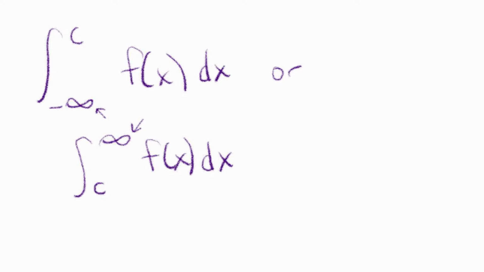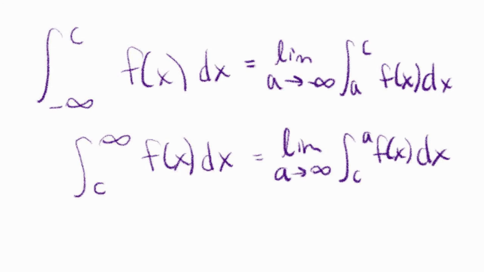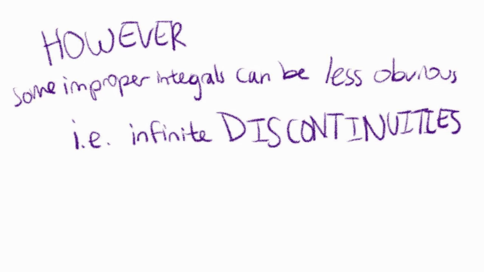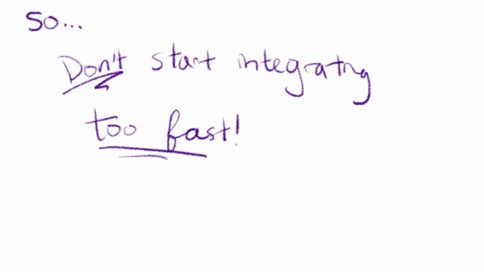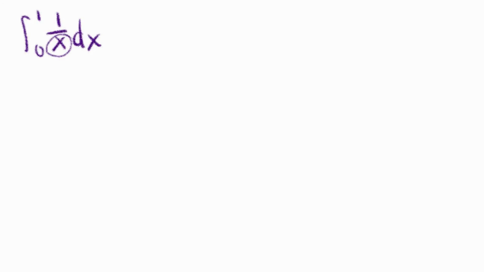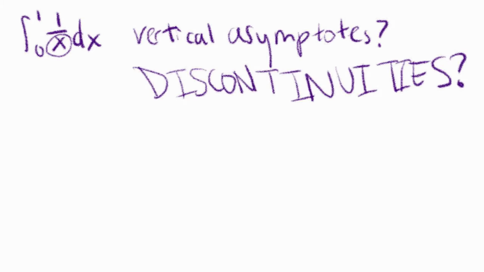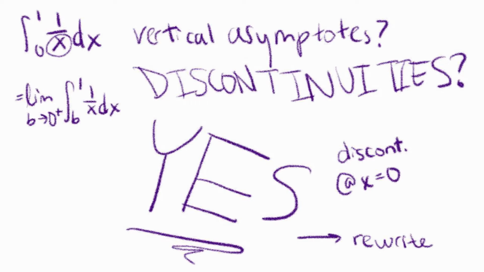When you see an infinity symbol, you'll know that you'll have to rewrite the integral with a finite limit of integration and consider what happens when that endpoint approaches infinity. However, sometimes they aren't that obvious. Infinite discontinuities are a little bit harder to identify. So when you come across an integral expression, don't start integrating too fast. Inspect the denominator. Are there any vertical asymptotes? Are there any discontinuities? If the answer is yes, you're going to have to rewrite this integral too.